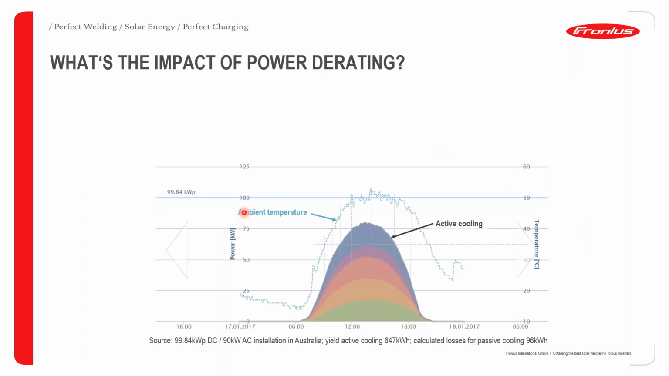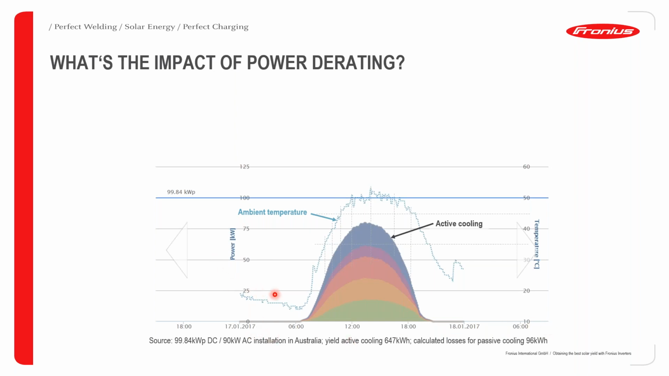To further clarify this point, the effect of derating on the power output of the inverter, we are looking at a 99.84 kilowatt peak system on the DC side, giving out 90 kilowatt on the AC side, and this is an installation in Australia. Active cooling gives more yield, which is about 647 kilowatt hours. But with a passively cooled device, the losses are up to 96 kilowatt hours.